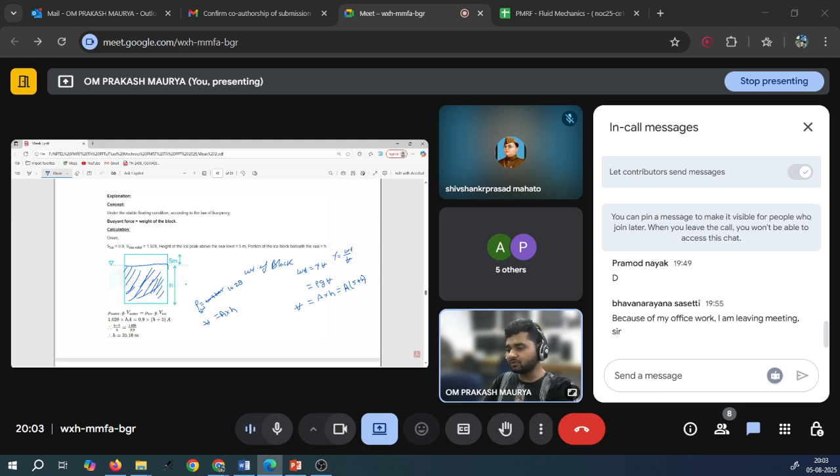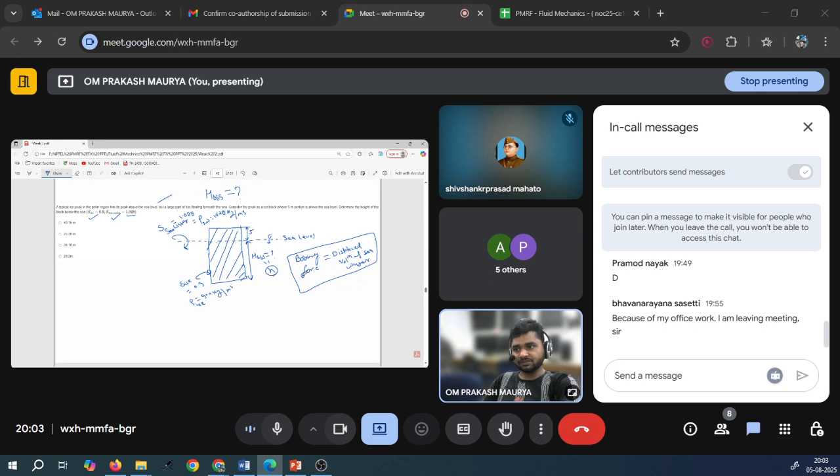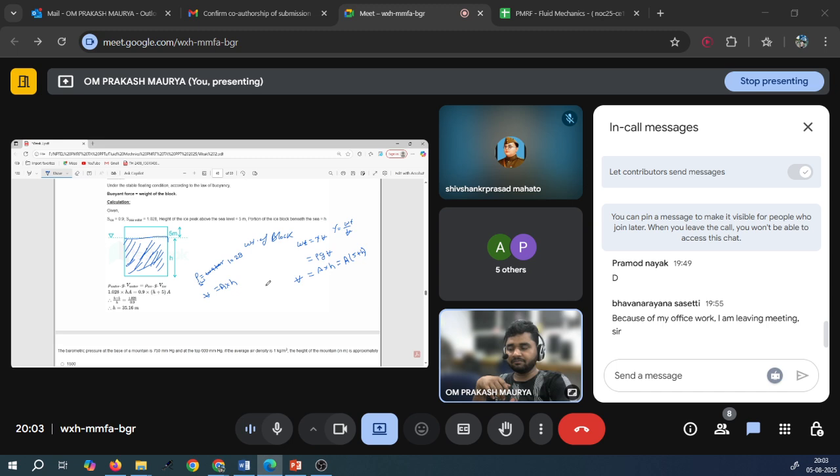So your buoyant force is equal to what? Buoyant force is nothing but the displaced volume of water. So the weight of the displaced water will be equal to the weight of the block. Remember, please, very important questions. So let us suppose you have one, let me just finish, then I'll discuss some fundamentals.